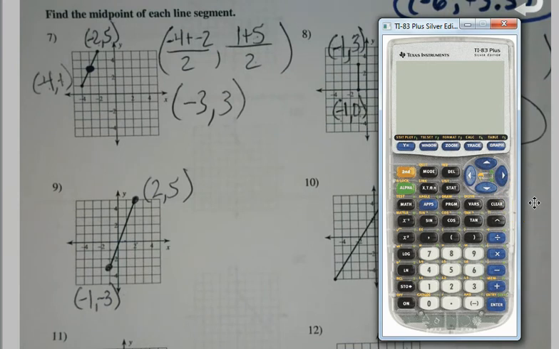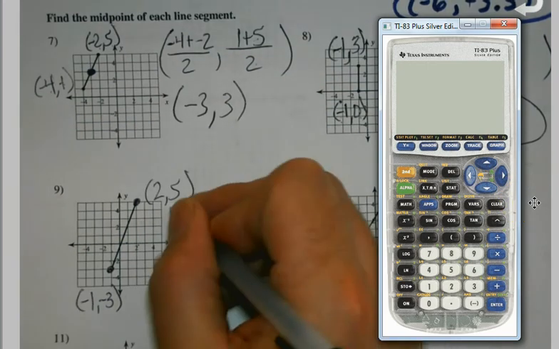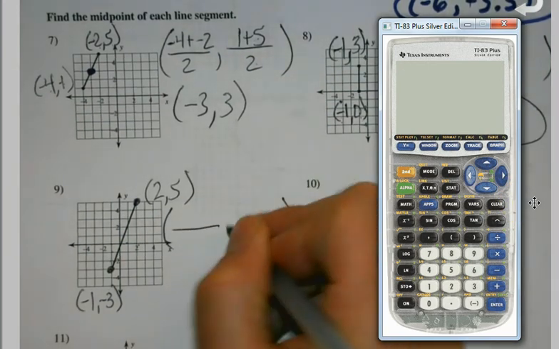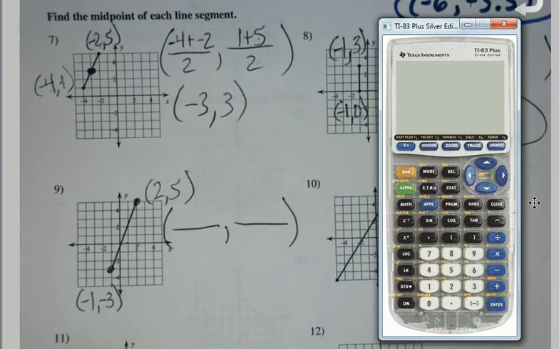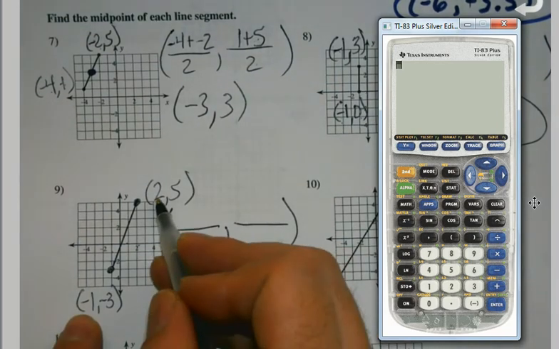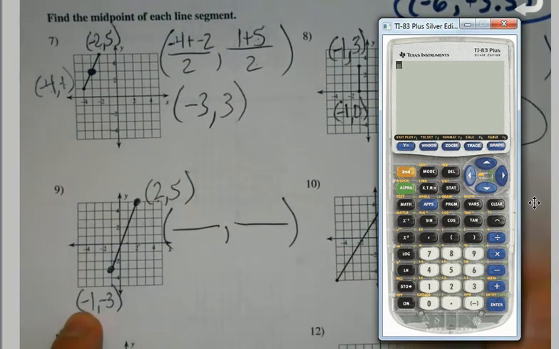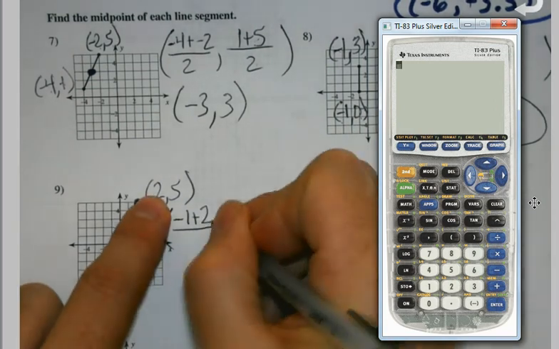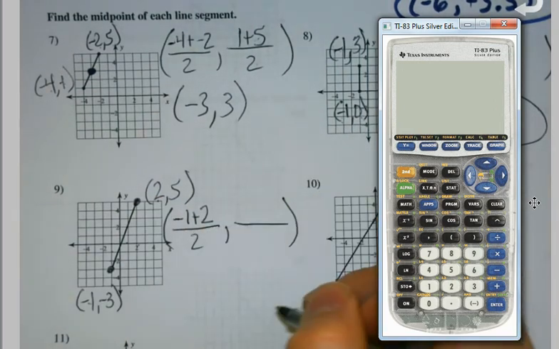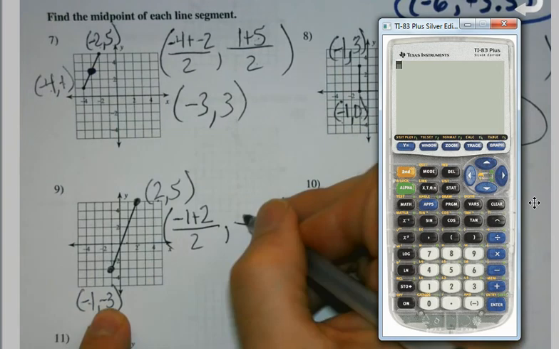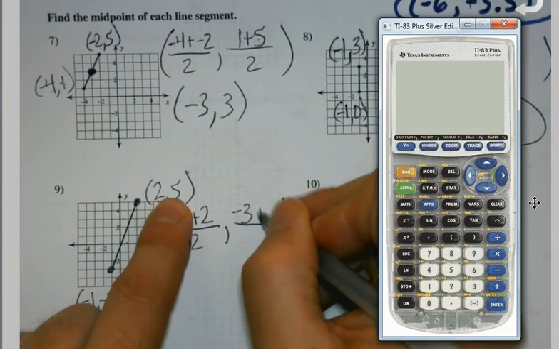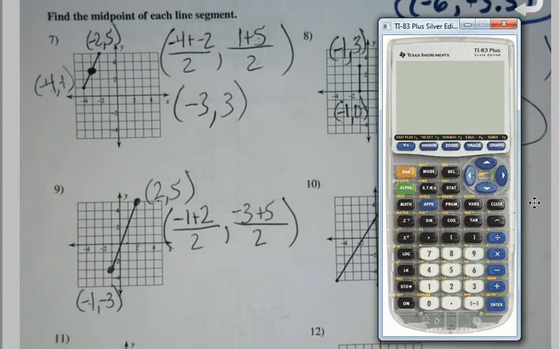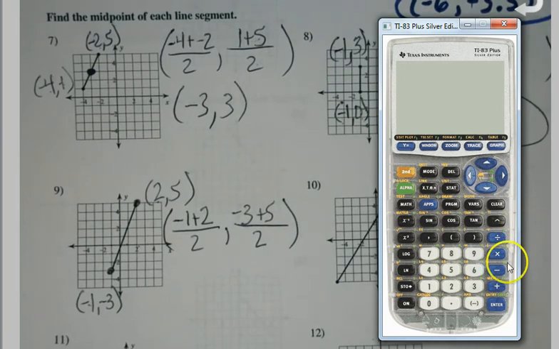So once I have those, again, I'm just going to use the formula. And again, the order I do these in doesn't matter. So I'm just going to use this one first. So negative 1 plus 2. Always do the divide by 2 part. And then negative 3 plus 5. And always the divide by 2 part. And I know I've said this like 3 straight days, but I'm going to say it one more time.